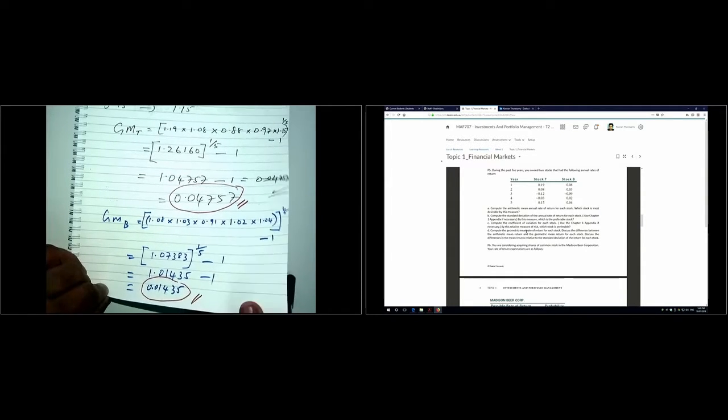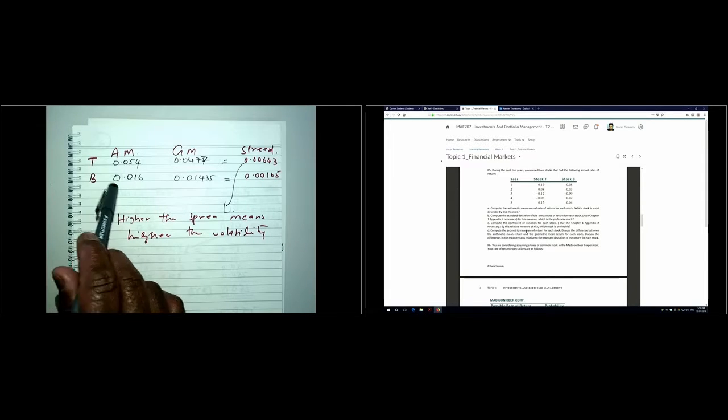This is 4.7%. Okay, geometric return. As you know, this is the arithmetic return, that is 5.4%, and the geometric mean is 4.7 whatever percent. For asset B, the arithmetic return was 1.6%, the geometric return was 1.4%. You can see the spread between these two.